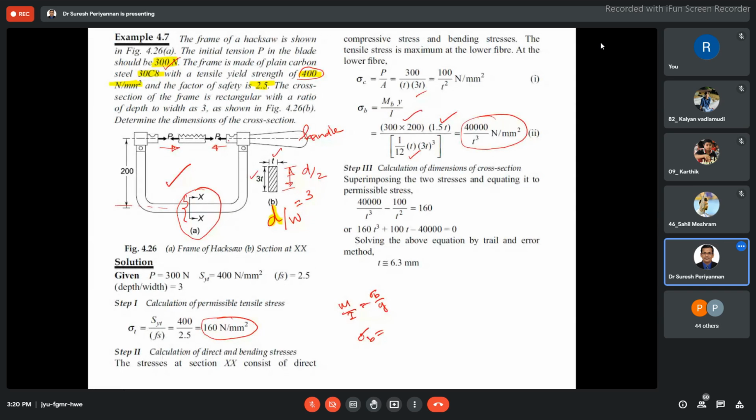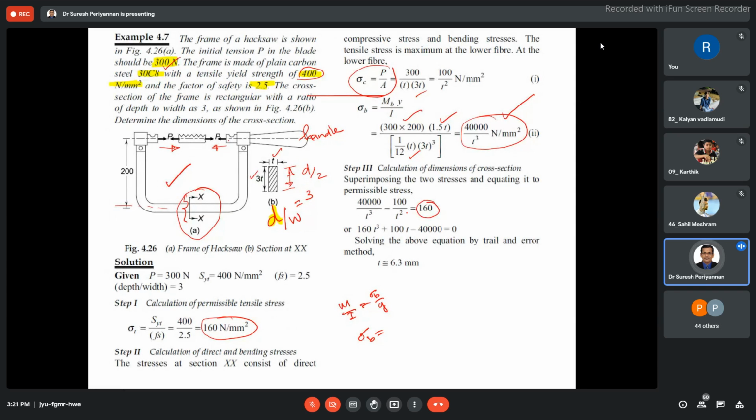Now, use the superimposing concept for finding the total stress. Here the bending stress is compressive in nature, so I am subtracting it from the direct stress. Hence, 40,000 divided by T cube minus 100 divided by T square must be equal to our permissible tensile stress.